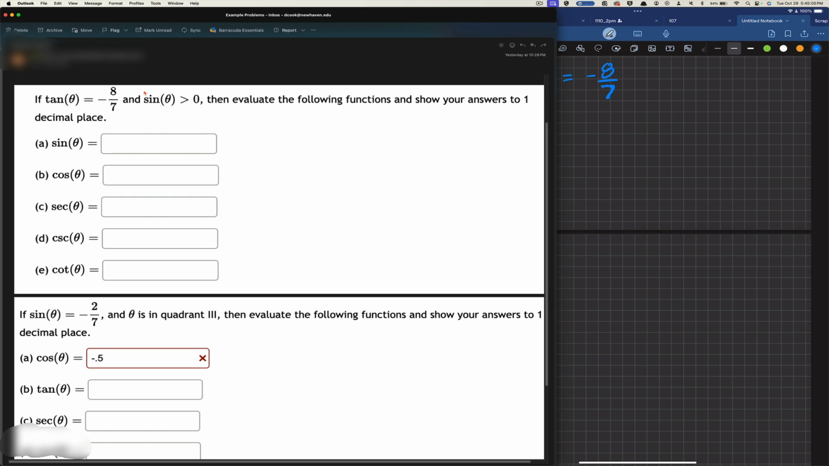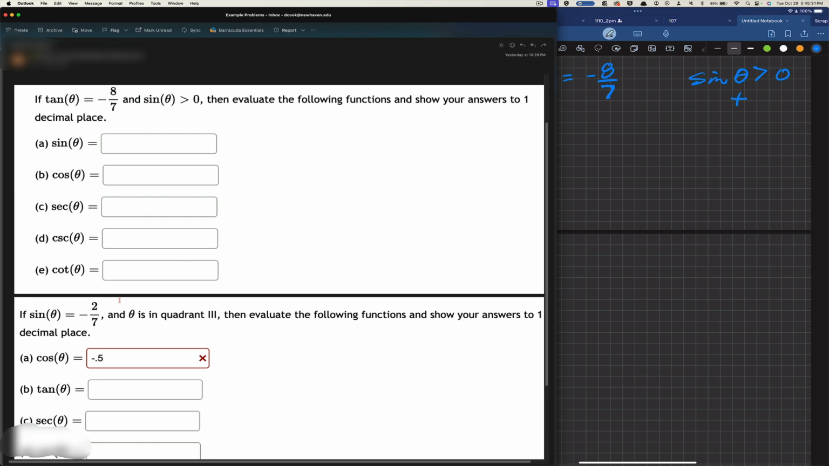Then they give you a second piece of information that says that sine of that same angle is greater than 0. So two pieces of information. Sine of that same angle is greater than 0. And when I say the sine of that angle is greater than 0, hopefully you understand that they're saying the sine of the angle is positive. Okay, the sine of the angle is positive. That's what it means to be greater than 0. If it was less than 0, then it would be negative.